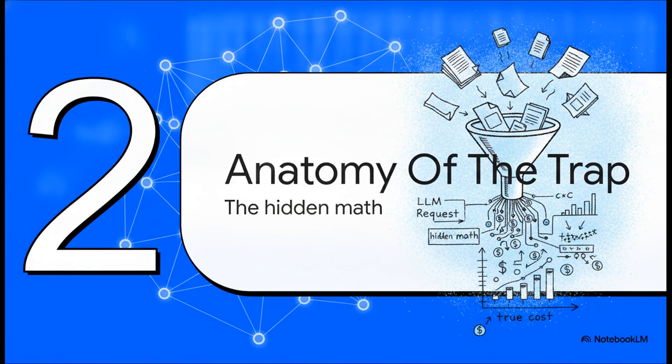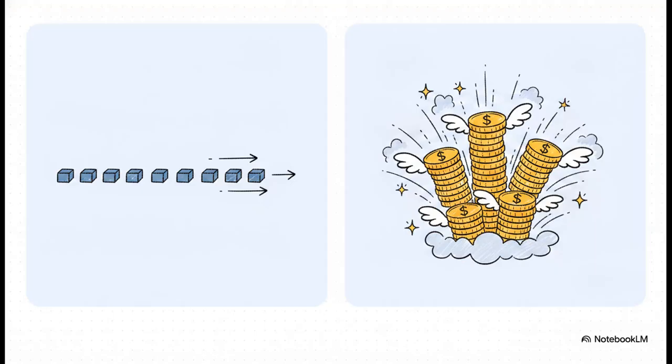Let's move to part 2, the anatomy of the trap. We need to look at the hidden math here. There's a massive disconnect between how we think tokens are priced versus reality. Input tokens scale linearly. Sure, that part's easy. But frontier models price output tokens 2 to 4 times higher per token. So when you push a massive document dump into an LLM request for a summarization or agentic workflow, you get this huge compounding effect. Bloated inputs inevitably drive really long, incredibly expensive outputs.